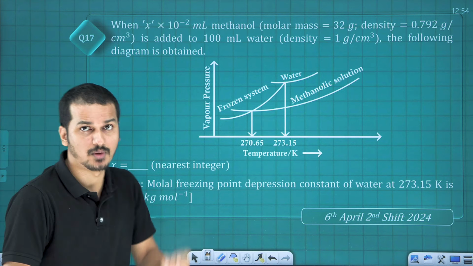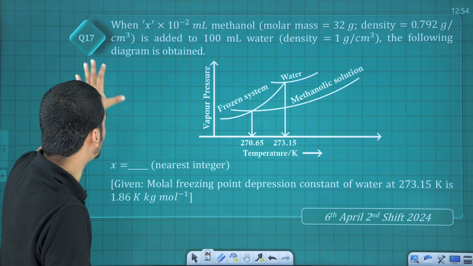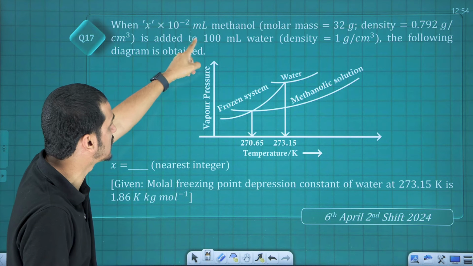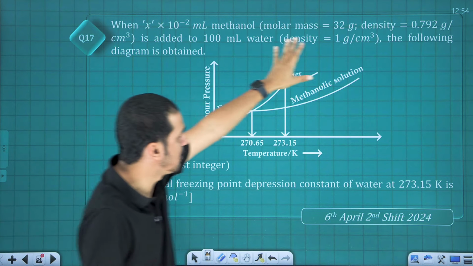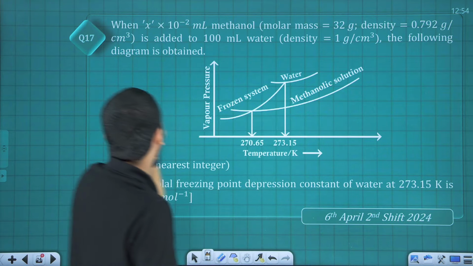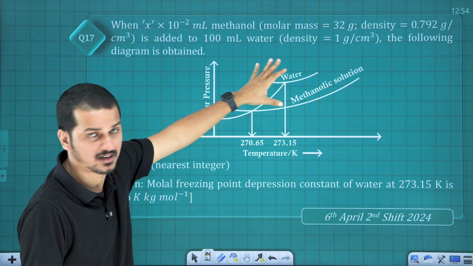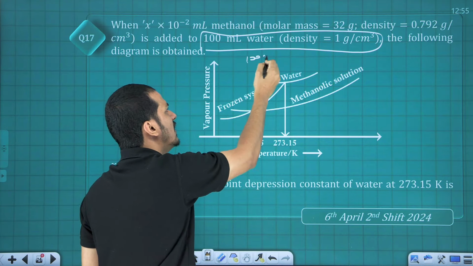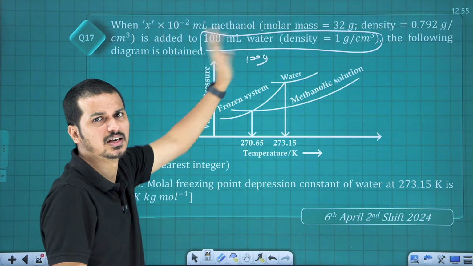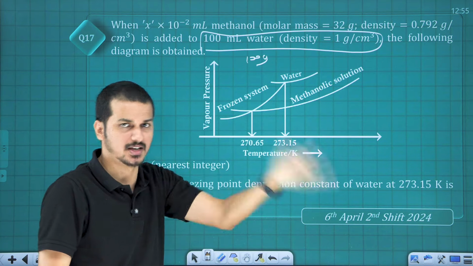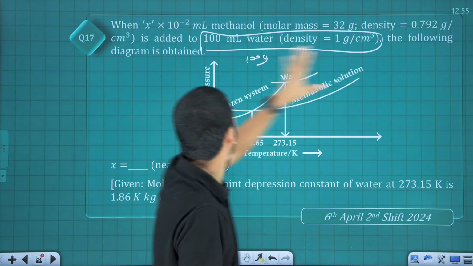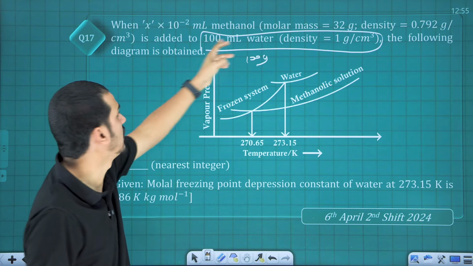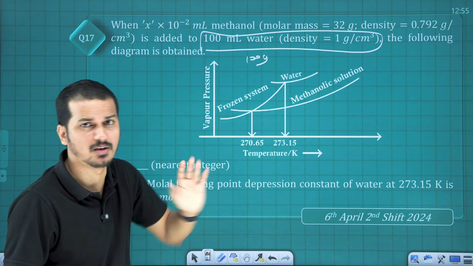Question number 17. See, when x into 10 raised to minus 2 milliliter of methanol, its molar mass and density are given, is added to 100 ml of water. 100 ml of water, its density is 1, which means volume is equal to mass, so 100 gram itself. The following diagram is obtained. Then they are asking for x, the volume of methanol.